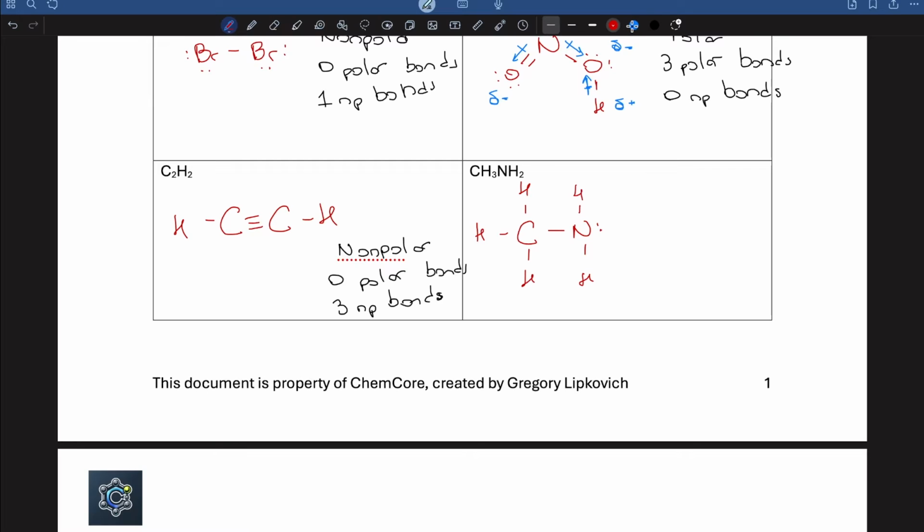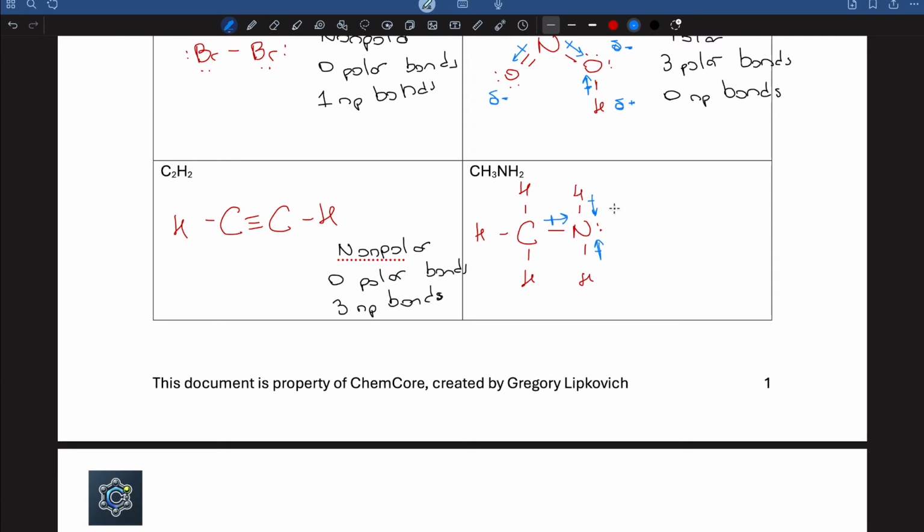Everything has a formal charge of 0. And notice that, again, carbon-hydrogen bonds are nonpolar. But carbon-nitrogen bonds are polar, and so we're going to have an arrow pointing toward nitrogen. Nitrogen-hydrogen bonds are also polar, so these arrows are going to point toward nitrogen.